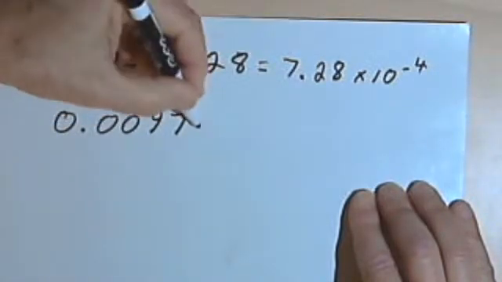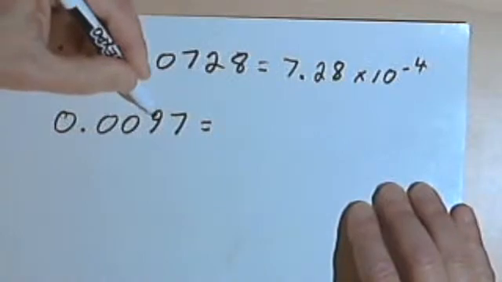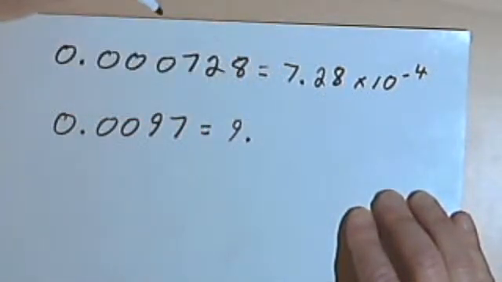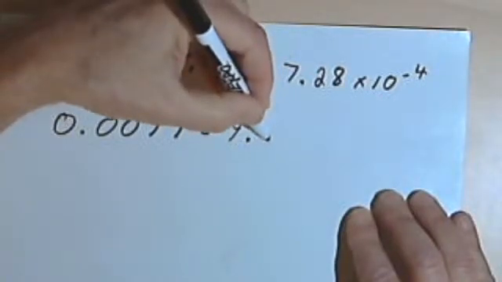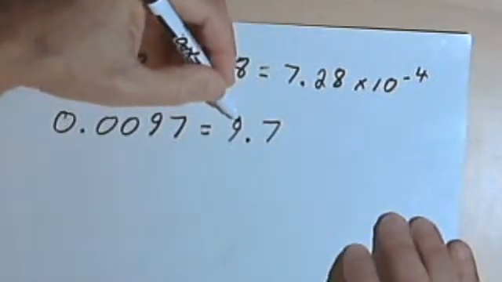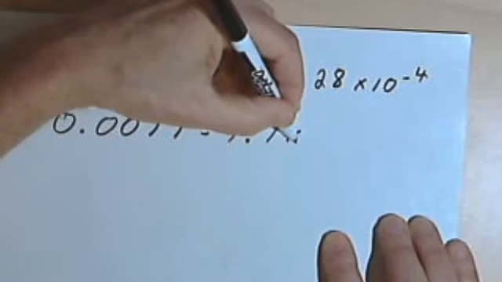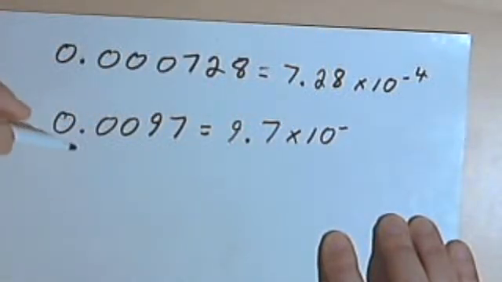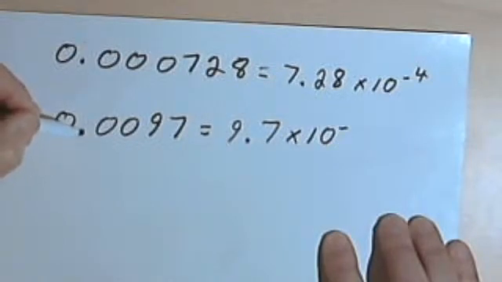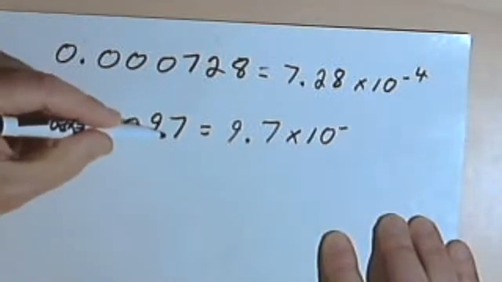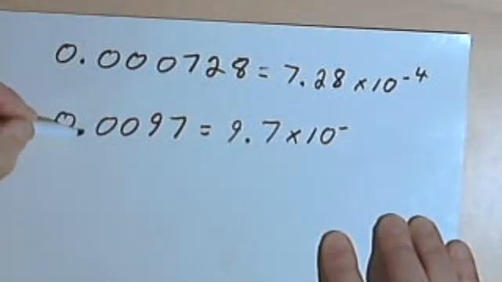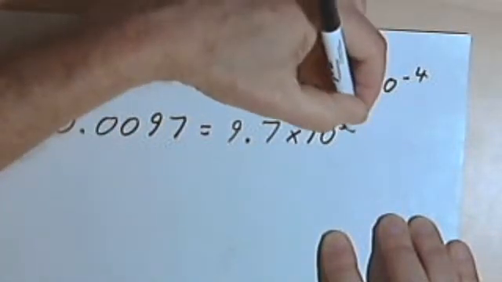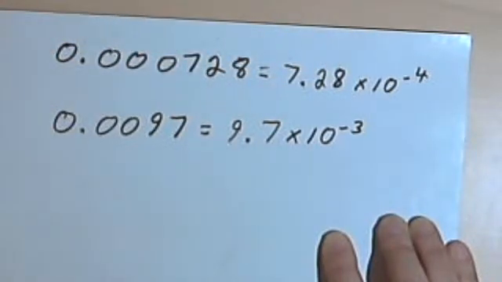0.0097. Okay, I take the first non-zero digit, that's a 9, put a decimal point after it, and write the following digit or digits. So I've got 9.7. Now I'm going to multiply it by a negative power of 10. To find what that negative power is, I go from where the original decimal point was to where the new one is. That means I went over 1, 2, 3 decimal places. So I'm going to have 10 to the negative third.